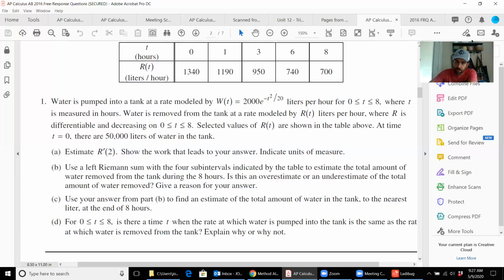Now, R of 0 is given to me in this table. So R of 0, I know that when t is 0, R is going to be 1340. All right, and then I'm also going to find out what W of 8 is. So I have to plug an 8 into the function 2000 e to the negative t squared over 20. All right, and I also want to know what R of 8 is. Now, R of 8 is in the table. All right, and again, you may not know why I'm doing this, but I'll show you in a second. So R of 8 is 700.